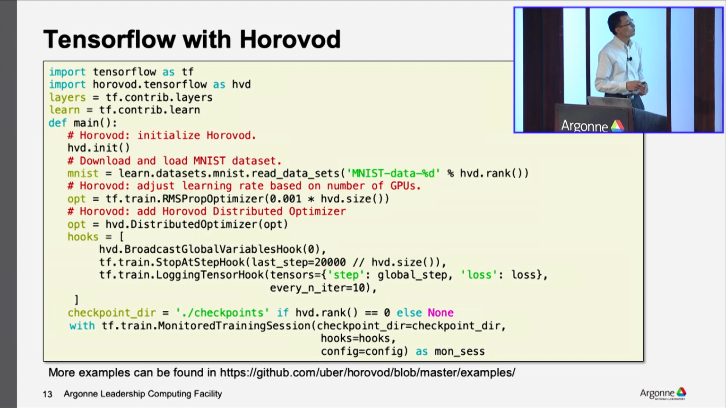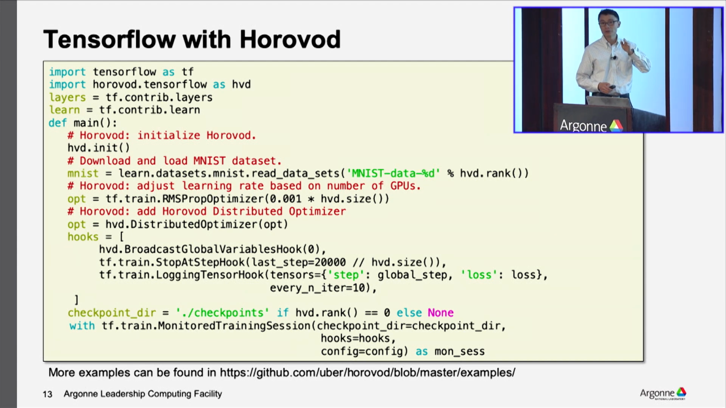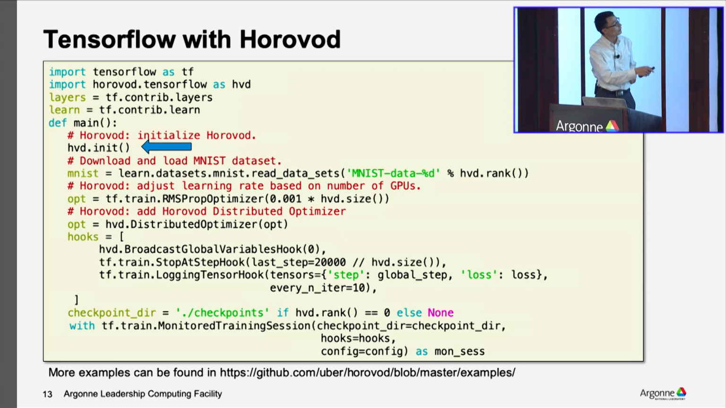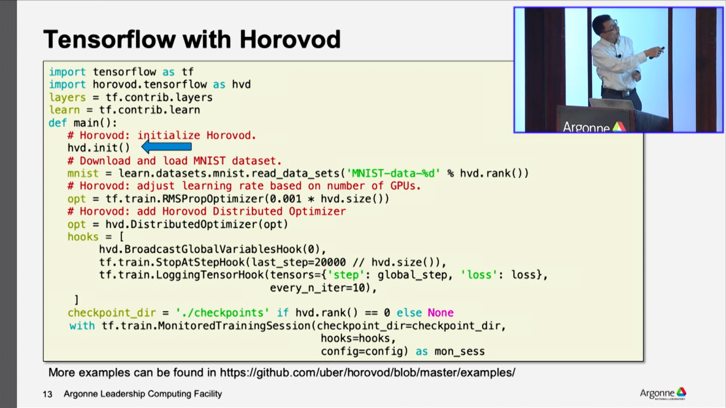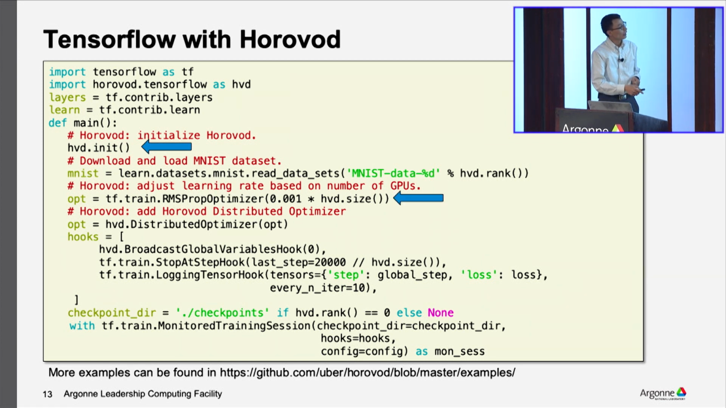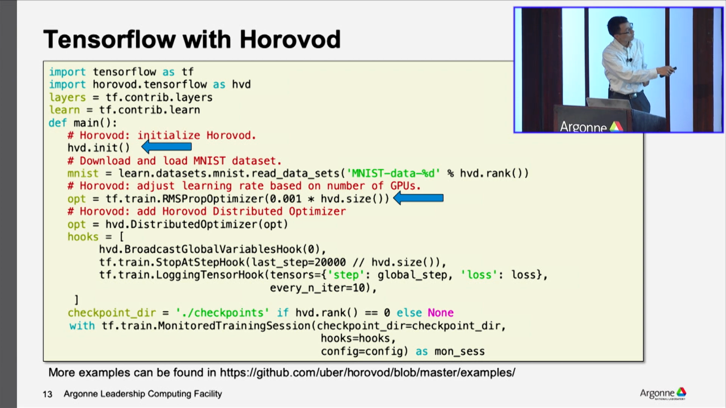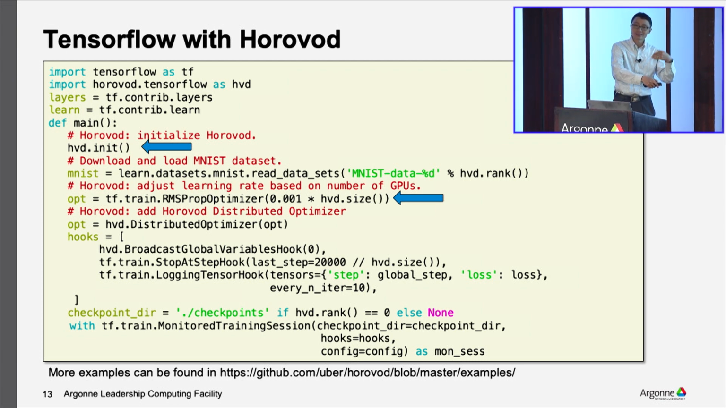And these are the examples. How many of you are familiar with TensorFlow code? Okay, good. So these are the steps I show here. The first one is to import the Horovod module, and then do Horovod init, like MPI init. The second thing is, initially you have an optimizer with learning rate 0.001, but now we use Horovod size, which is the number of workers. It's just like the MPI size.